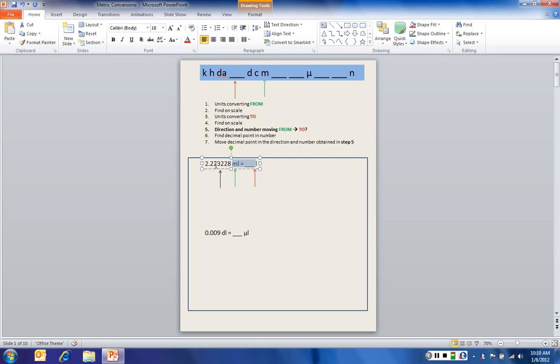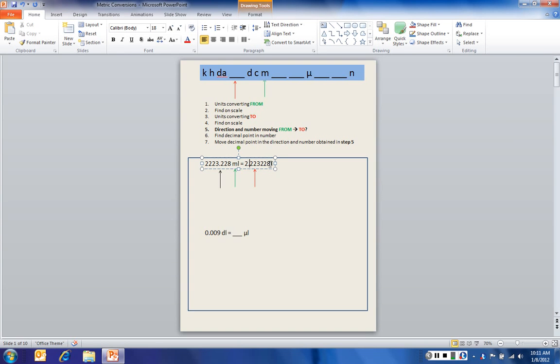Okay, so that original quantity, 2,233.228 milliliters, is now worth, or now been converted into, and move it to the left. 1, 2, 3.